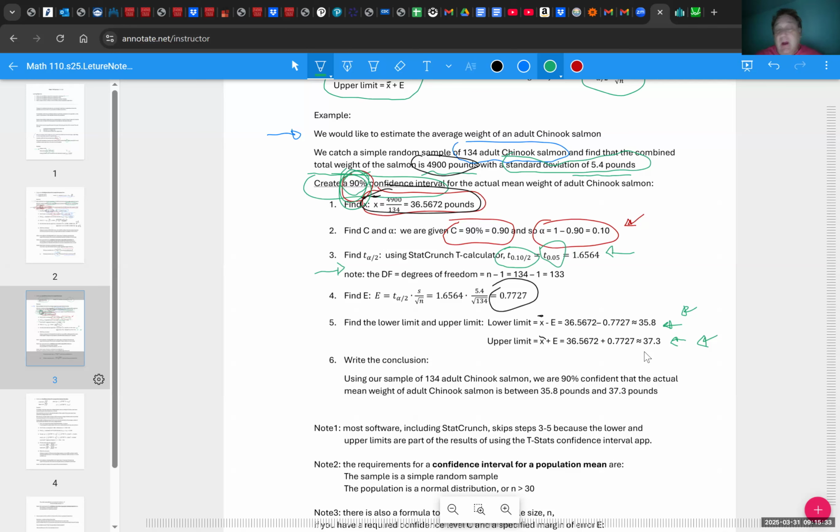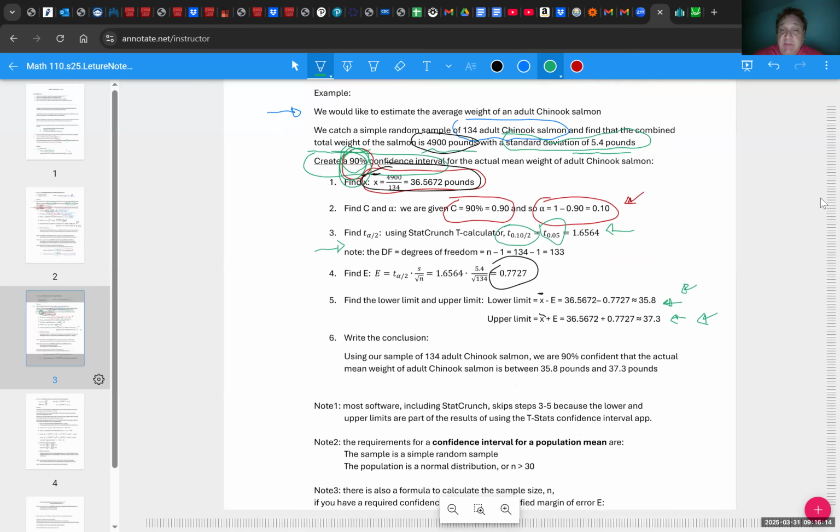lot of these calculations. Although some homework problems will ask you to calculate T alpha over 2, so you'd have to do the calculation using the steps that I showed you previously. All right, so now we can write out our conclusion. Using the sample, we are now 90% confident that the actual mean weight of these adult salmon is somewhere between 35.8 pounds and 37.3 pounds. This is how we do confidence intervals. We get an interval where we are confident that this parameter of the population lies somewhere within.